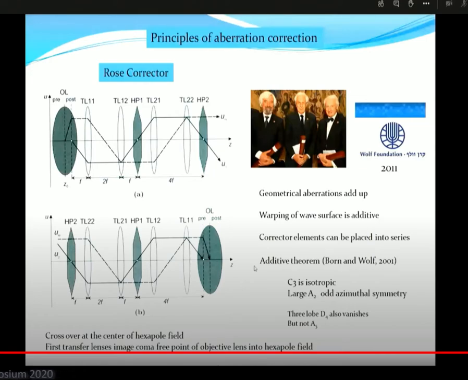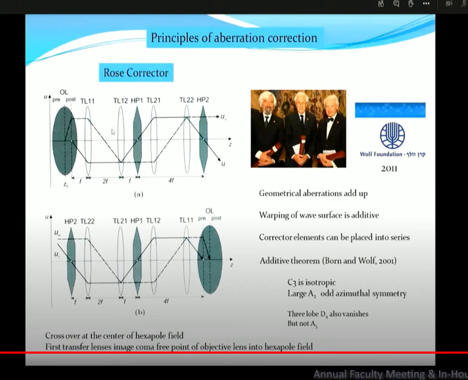And this was developed by these three professors, Harald Rose, Haider, and Urban, who also were awarded the Wolf Prize in physics in the year 2011. And so the principle behind the aberration corrector is that you don't make lenses aberration free; the principle is that geometrical aberration adds up.